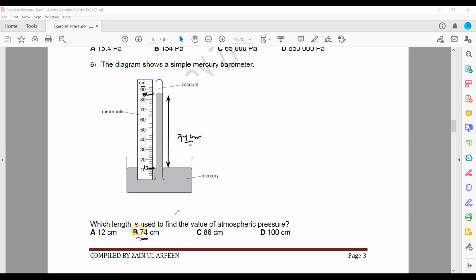So it is 74 centimeter. Is it clear, this one? So this height we will take to calculate the pressure exerted by the mercury, and that pressure of the mercury will be the same as the pressure of the atmosphere. Is it clear, this example?